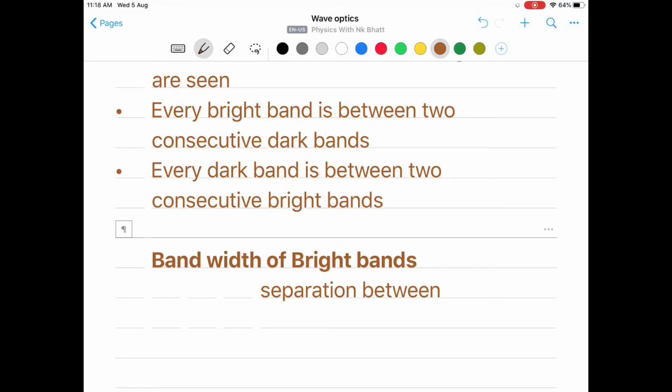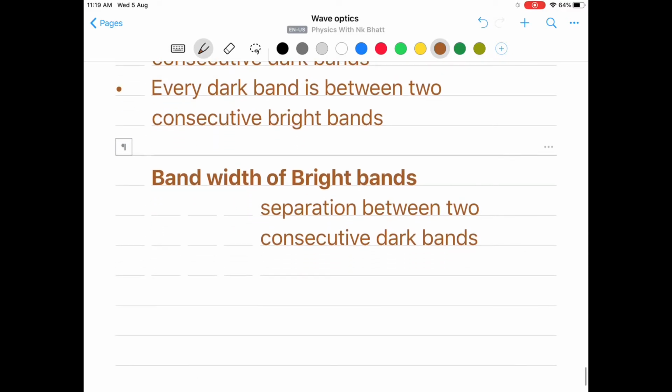So if you want to find the bandwidth of the bright fringe, then we have to go through the pattern on the screen, and we can say every bright band lies between two consecutive dark bands. So the separation between two consecutive dark bands would be equal to the bandwidth of the bright band.